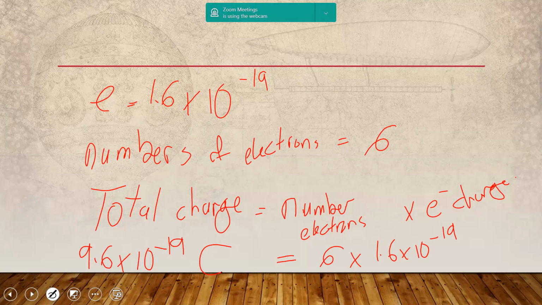As you see, it is a whole number. Well, teacher, it is 9.6. Yes, you can write it as 96 times 10 to the negative 20. So that's why it is a whole number. As you see here, it's 96 times 10 to the power. Wait here, I made something wrong.